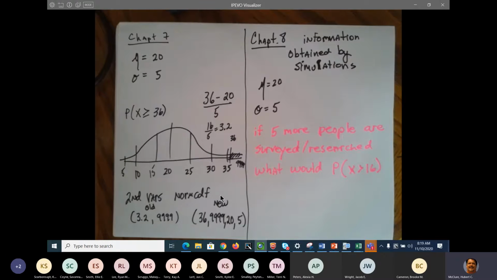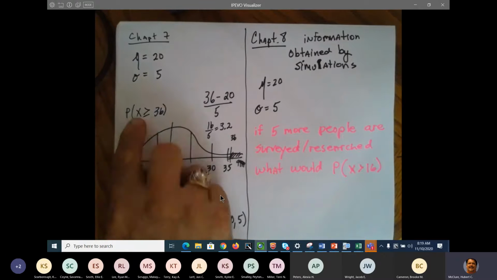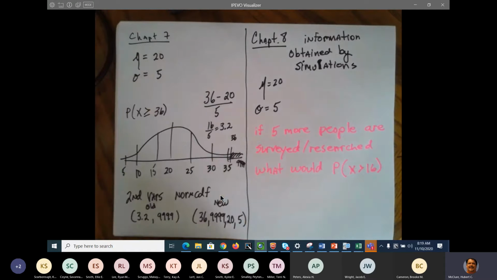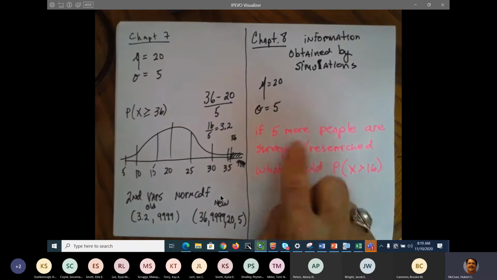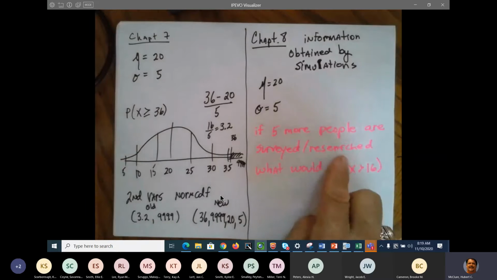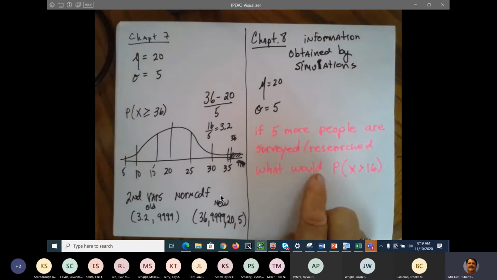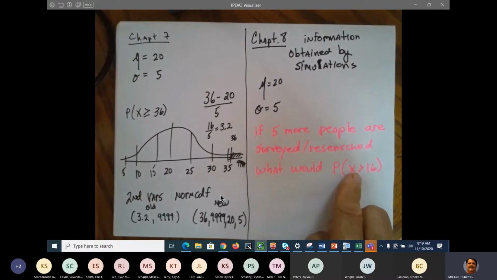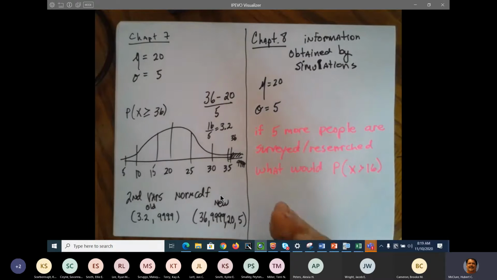Okay, so in Chapter 7, you just found out greater than 36. Here, if 5 more people are surveyed or researched, what would be the probability that X would be greater than 16? In other words, they give you a what-if statement. And if they give you a what-if statement, that means that you're going to have to change the standard deviation. And the standard deviation and the mu are going to look like this in Chapter 8.